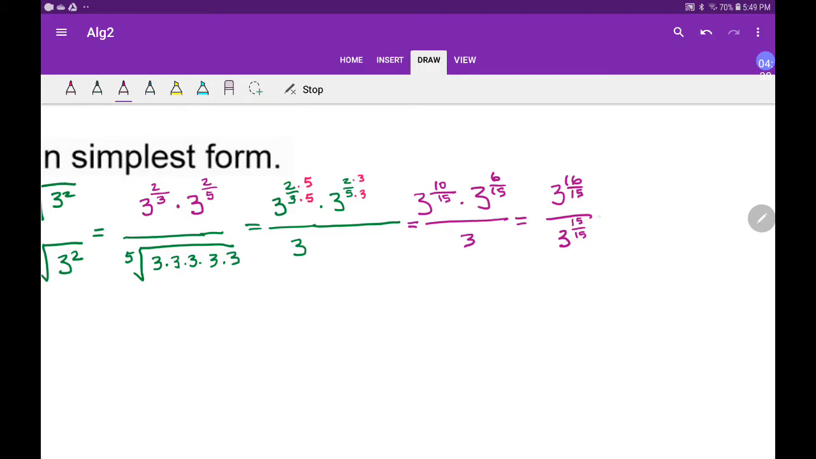And I could subtract. Yes, I could. And that'd be 16 take away 15 is 3 to the 1 over 15. My goodness, so that's the 15th root of just 3. Well, okay, 3 to the 1, we don't write the 1. That's simple.